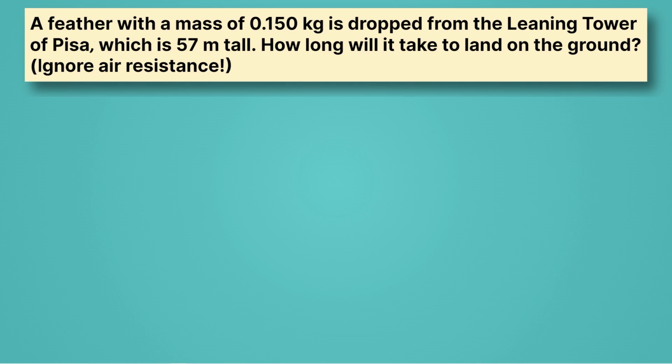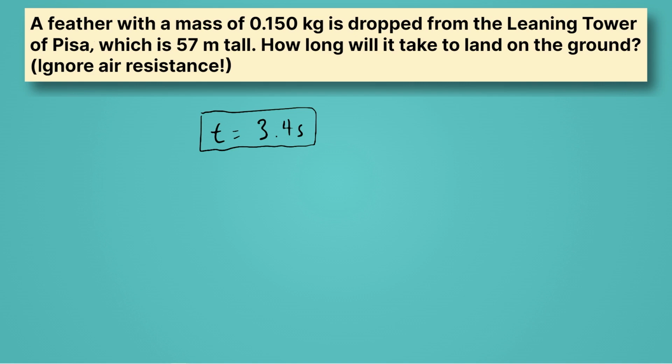Now, you could repeat all the steps we just did, or you could just remember that we never saw mass at all. So the mass just doesn't matter. When we're ignoring air resistance, these two will take the exact same amount of time to fall. And so that means that we know the time is equal to 3.4 seconds. Whether it's a feather or a bowling ball doesn't matter. Now, of course, if we included air resistance, these would not drop at the same rate. But because we're ignoring it, it doesn't matter whether it's a feather or a bowling ball.